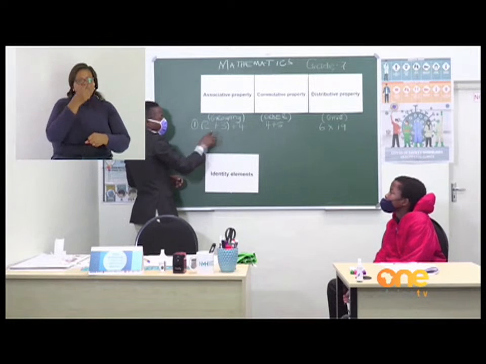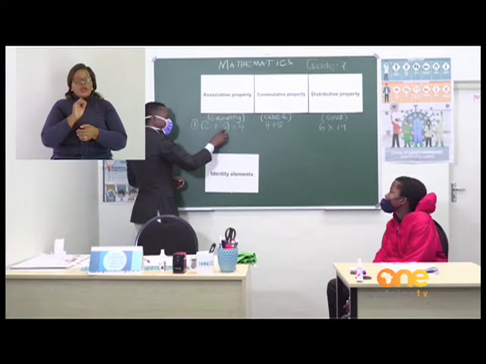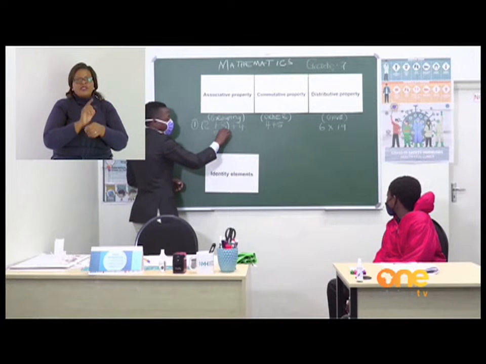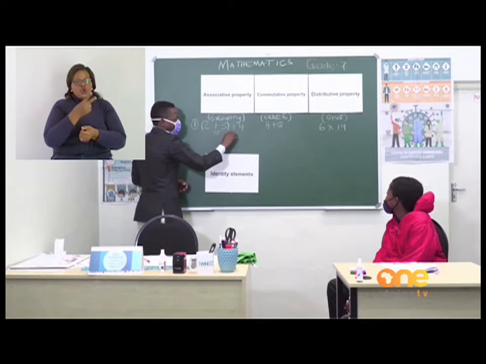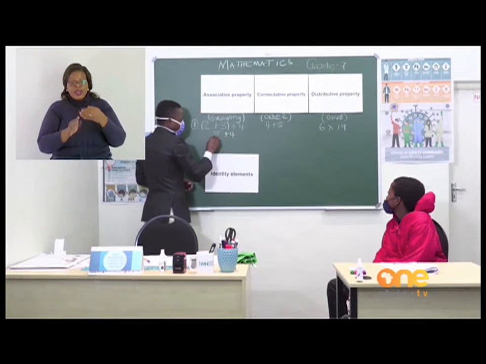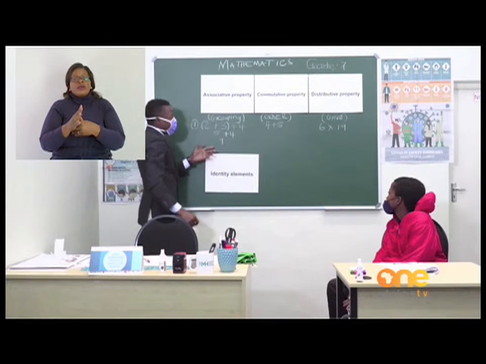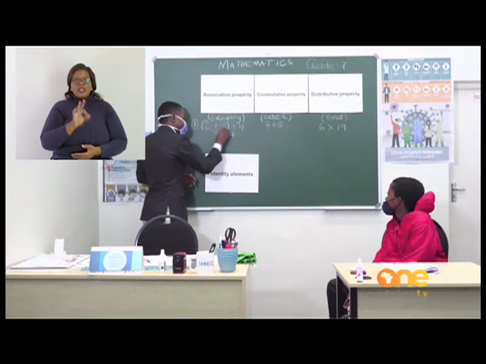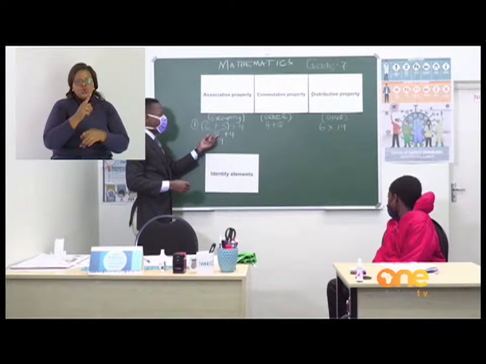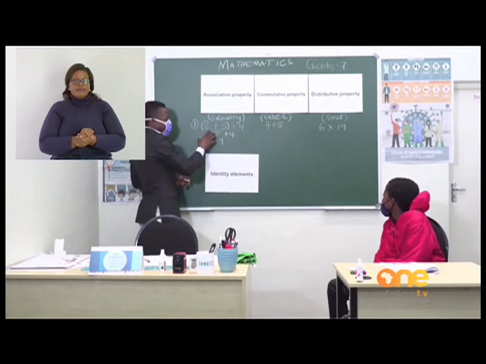meaning what I put inside the bracket is what I have to do first. So if I do this first, I'll get a 5, and I'll add a 4, then it's much easier for me to get a 9. I decided to start with 2 plus 3 because I know it will give me 5, and if I add 4 to 5, I'll get a 9. That is just one method.